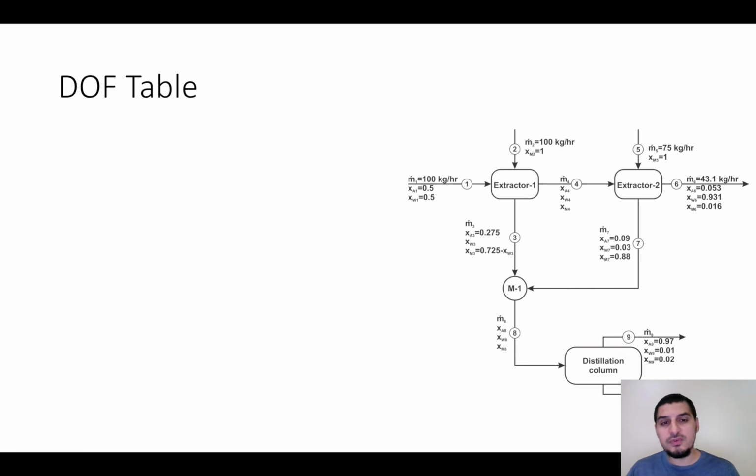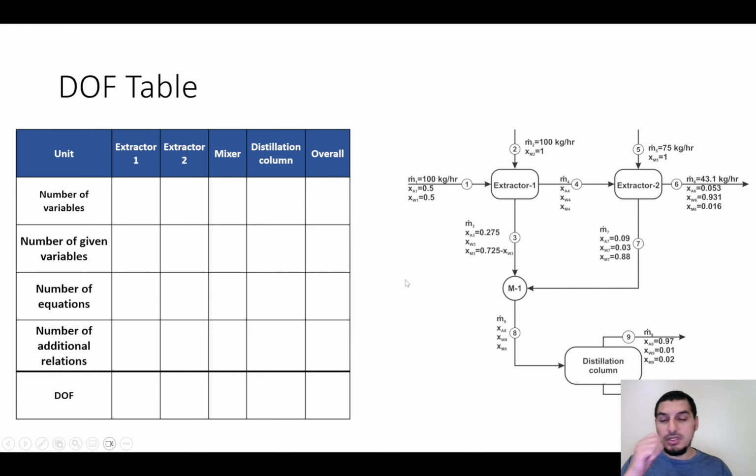To do this, we first have to do the very first thing, which is the degrees of freedom analysis. We agreed before that the degrees of freedom analysis will be done in the form of a table, and in this table we will have columns, one for each unit, and rows, one for each parameter in the degrees of freedom calculation. We will take them one by one. We'll start with extractor 1, then extractor 2, then the mixer, then the distillation column, and then the overall loop.